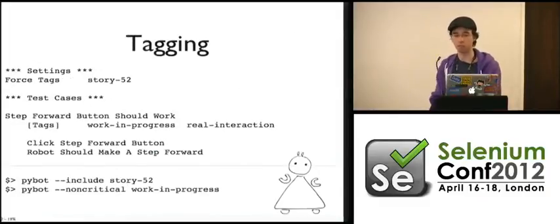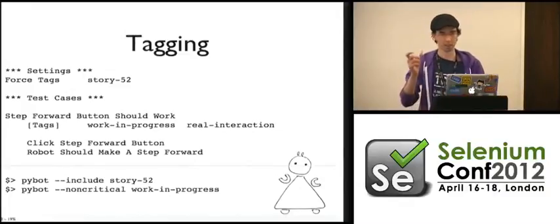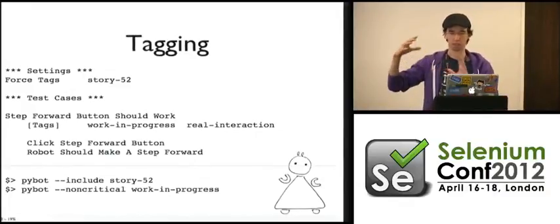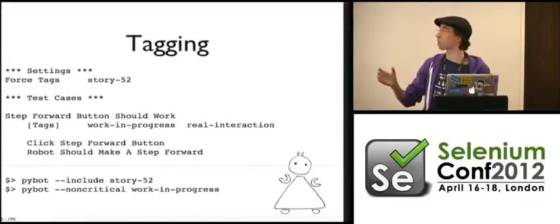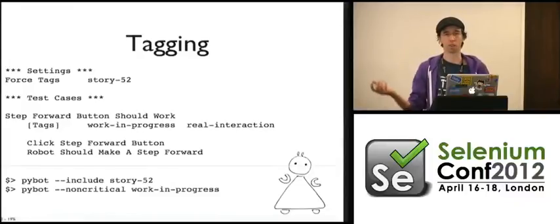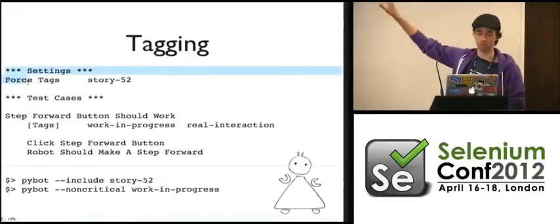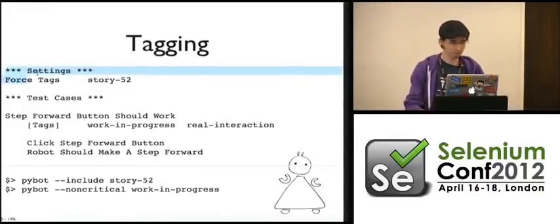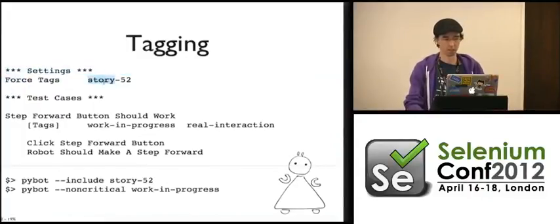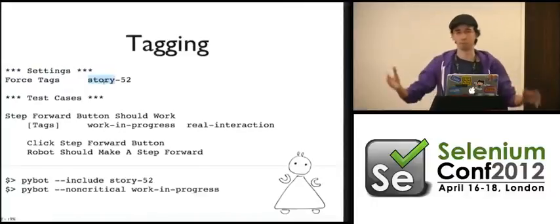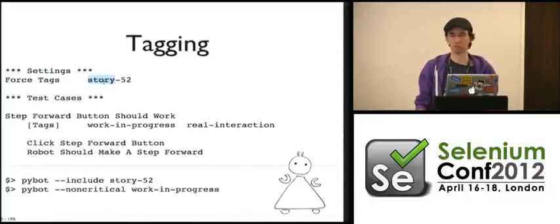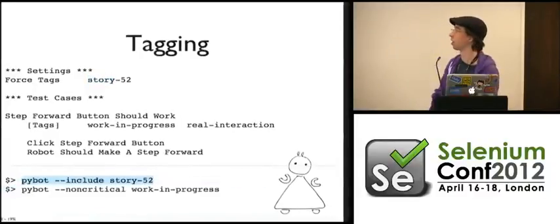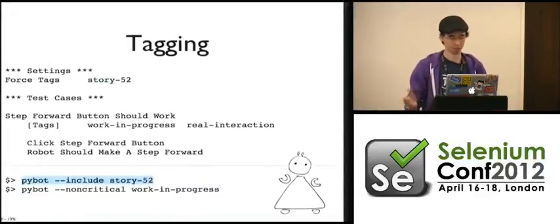Robot Framework allows us to tag every test case and test suite, so I can select which test cases I want to run. For example, in this test suite, which is the whole test suite, it just has a setting that's optional. I'm setting the tag story 52. If I'm maybe in an agile environment and all my user stories have numbers, then I can execute all stories that are relevant just by selecting them by a tag.